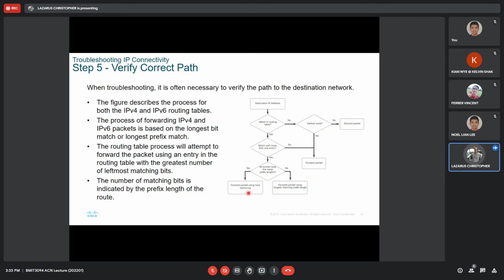That means there is more than one possible route, so it is up to the router to do load balancing, deciding which interface to forward to. If they don't have the same prefix length but match more than one entry, then choose the longest matching prefix length to forward through. This is the logic of the router matching up with the routing table and forwarding. This is the forwarding logic.